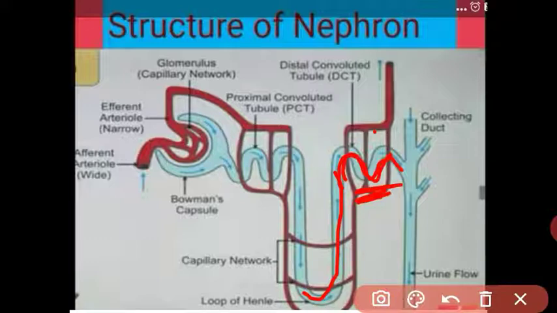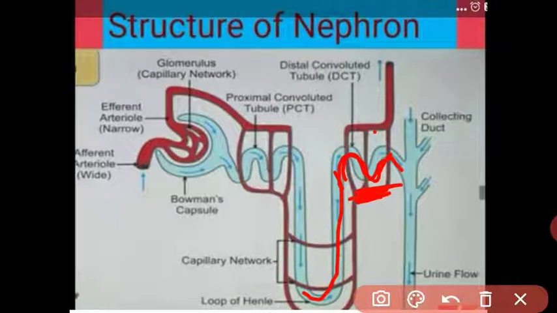When the water level in our body rises, more water passes through the urine. If there is less water in our body, more water is absorbed from the urine and passes into the blood vessel. This process, which regulates and maintains the water and ion balance in our body, is called osmoregulation, and it is done in the DCT.